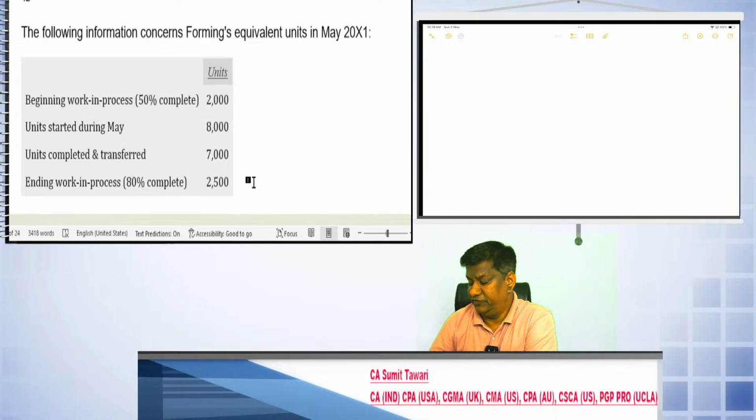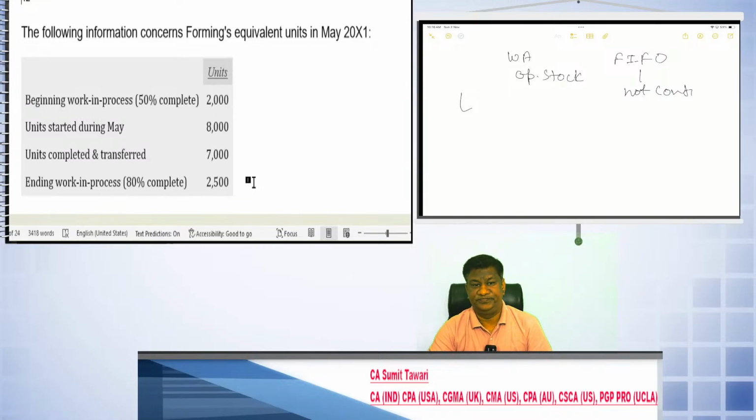So, what is the difference between weighted average and first in, first out? In weighted average, we consider opening stock as well. In first in, first out, we only consider units started and the ending work in progress. So it is a two-stage process only. Okay, you can calculate and then I'll tell you.